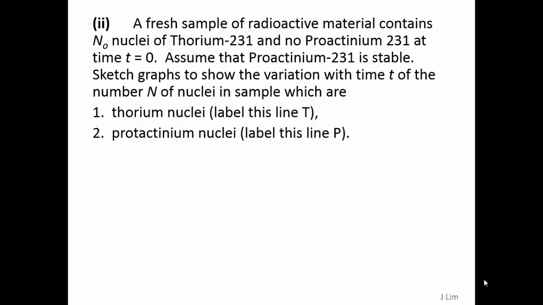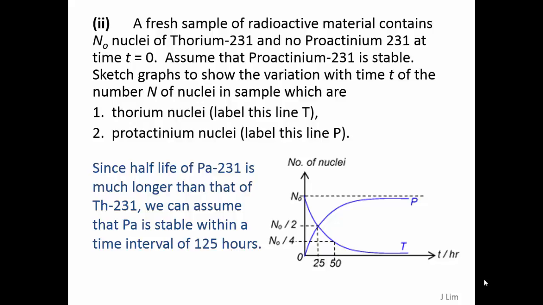A fresh sample of radioactive material contains N0 nuclei of thorium-231 and no protactinium-231 at time t equals 0. Assume that protactinium-231 is stable. Sketch graphs to show the variation with time of the number n of nuclei in the sample, which are thorium nuclei and protactinium nuclei. Since the half-life of protactinium-231 is much longer than that of thorium-231, we can assume that protactinium is stable within a time interval of 125 hours. So this will be the increasing trend. There will be protactinium, and the amount of thorium will decrease.